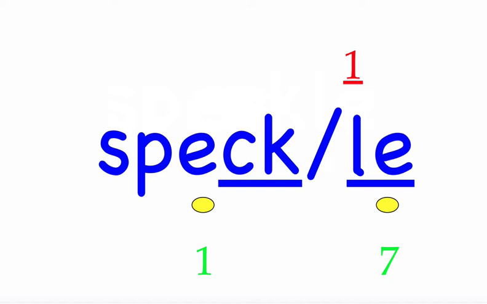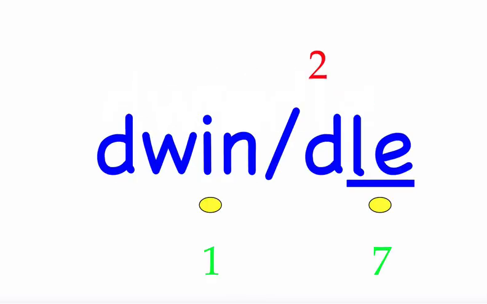Row 9, dwindle. The crowd began to dwindle. Dwindle. Dwin, four sounds. D, w, i, n. Dull, two sounds. D, ul. Dwindle, mark the word. Fumble. The player did fumble the football. Fumble. Fum, three sounds. F, u, m. Bull, two sounds. B, ul.